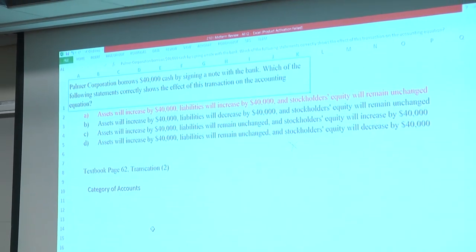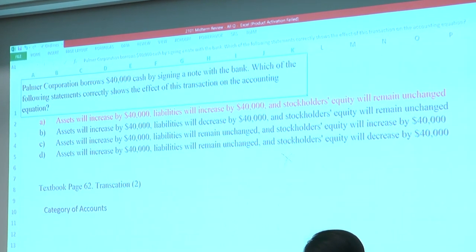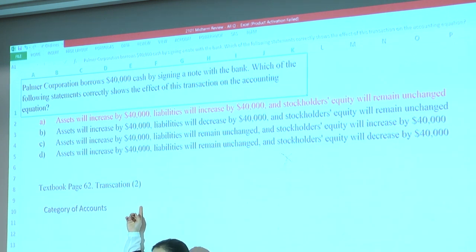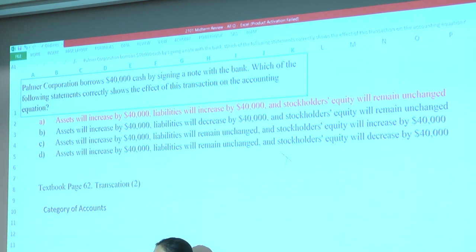Next question, question 7. We borrow $40,000 cash by signing a note with the bank. Which of the following statements correctly shows the effect of this transaction on the accounting equation? Effect on the accounting equation means either increase or decrease, and it tells us asset, liability, or stockholders' equity. This is very similar to our textbook, page 62, the transaction tool. The textbook gives us examples of the possible transactions a company may face, and what their effects would be on the accounting equation.